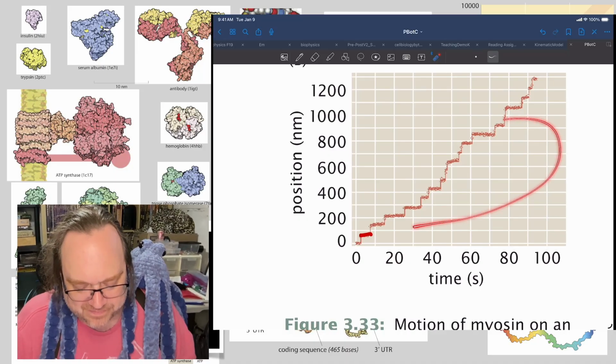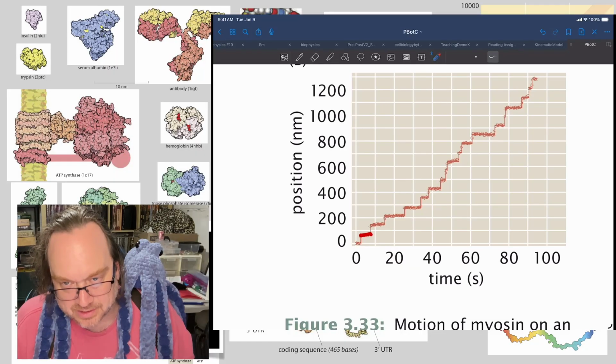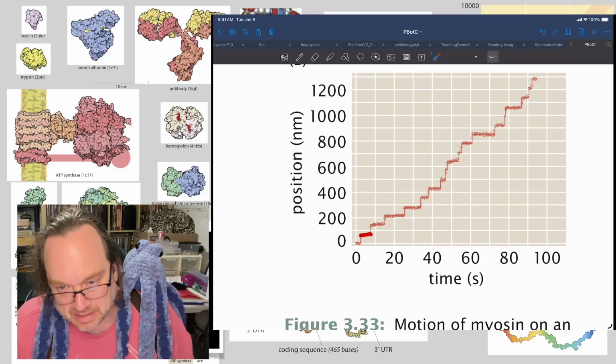What do you think you're going to find if you were to do a histogram of all these little time steps? You're going to find a nice average. You're going to find a nice distribution. And you're probably going to find that it's a probabilistic step.